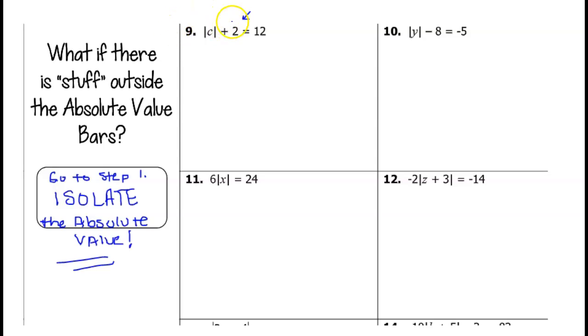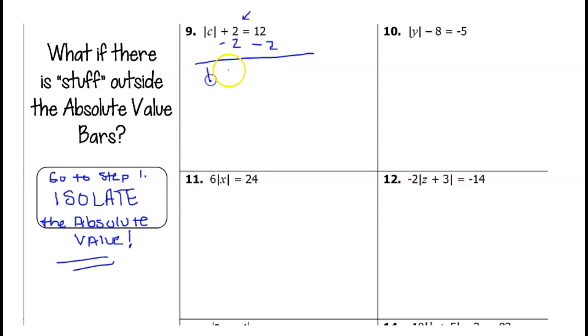How do you move the 2 to the other side? Would I distribute this in? It's being added to the absolute value. Yeah, that's not probably what we do. Is this division or is this multiplication here? No. We're going to subtract 2. We just subtract 2 from both sides of the equation.